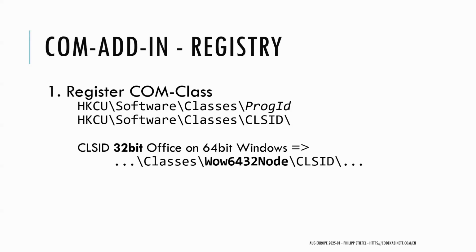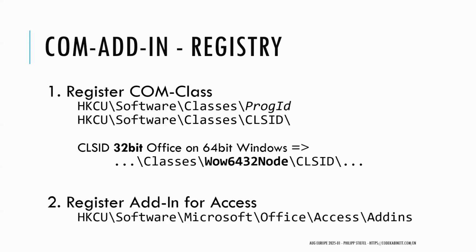That is the default if you have a 64-bit COM class on 64-bit Windows or a 32-bit class on 32-bit Windows. If you have what we commonly use, a 32-bit application on 64-bit Windows, you must be aware that these registry settings go one level deeper in the WOW6432 node, and then below that is the class ID. But the prog ID stays at the top level in both cases.